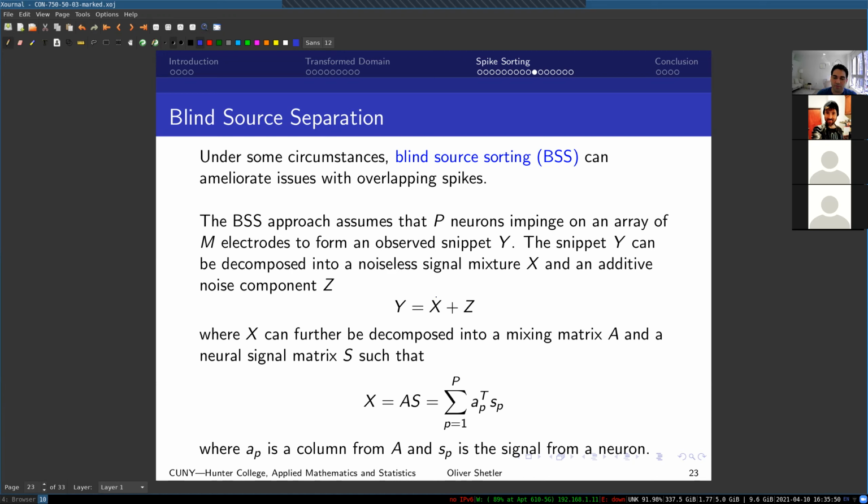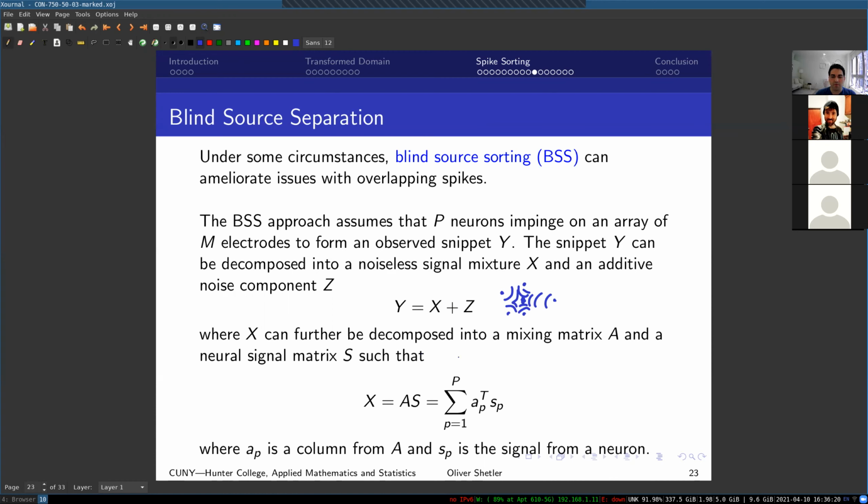So X is a bit different. We're not assuming that there's just one signal in X. X actually is a mixture of a bunch of different signals. So imagine you have a bunch of different neurons firing, and then you've got this electrode here, and they're all impinging on the electrode, right? So you've got these signals propagating onto the electrode, and it leads to this agglomerated signal. That's what X is.